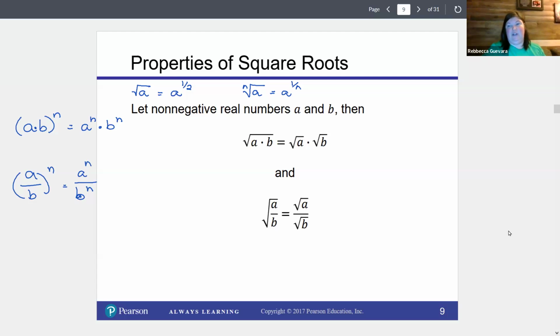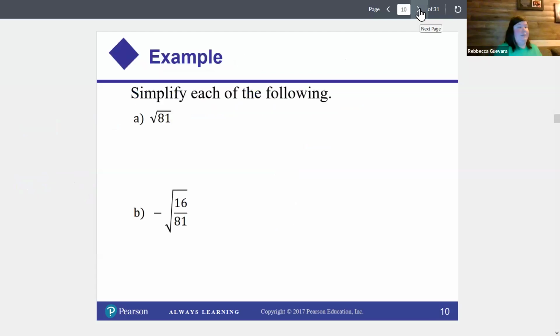So we're not going to use necessarily all of these right away, but we are going to use them. So we want to simplify each of the following. The square root of 81 would just be, well, 9 squared is going to give me 81. Like I said, we also know negative 9 squared gives me 81. But remember, we're only taking principal roots. So we're going to only have 9.